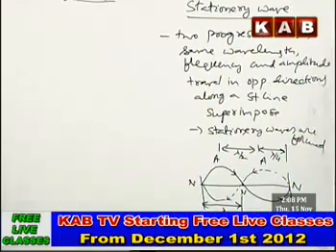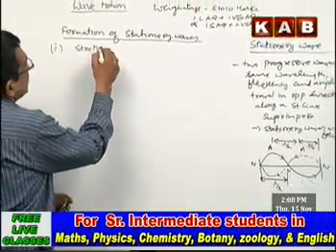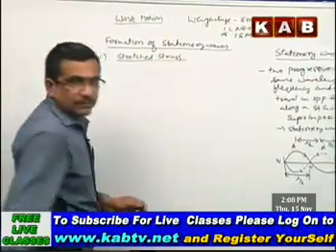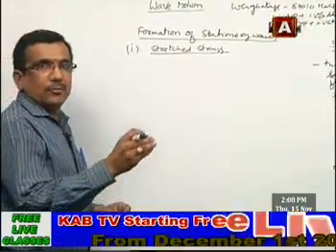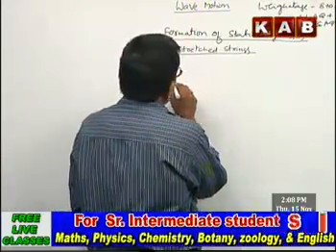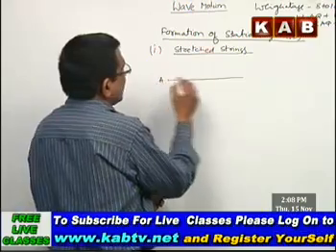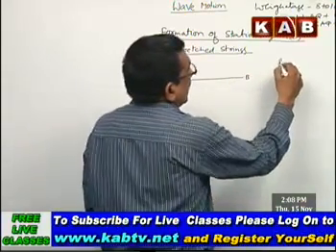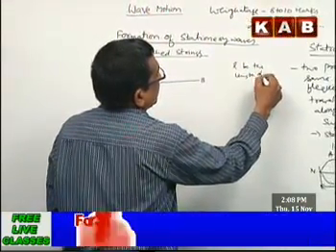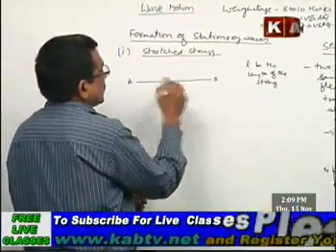Now let us take formation of stationary waves in stretched strings. This is the first one. What do you mean by a stretched string? In different musical instruments like sitar, guitar, veena, if you observe, you will find a thin string, that is called a chord, C-O-R-D, stretched between two resonators. Let L be the length of the string.